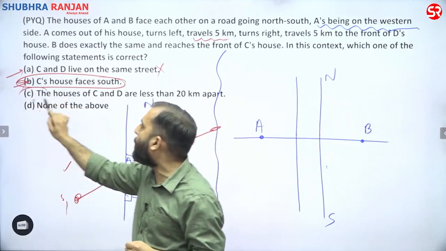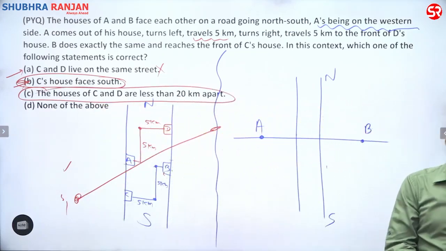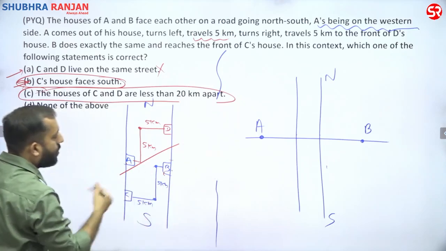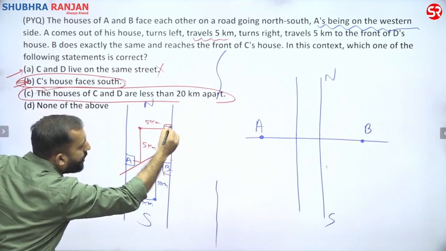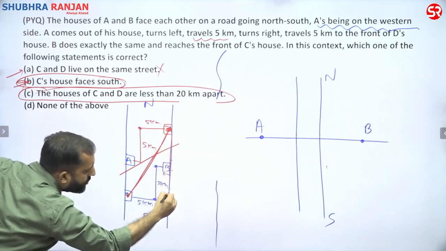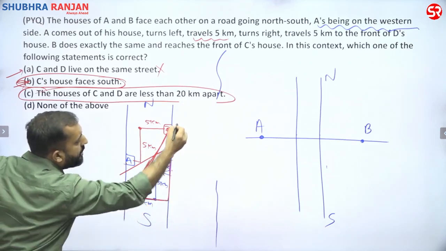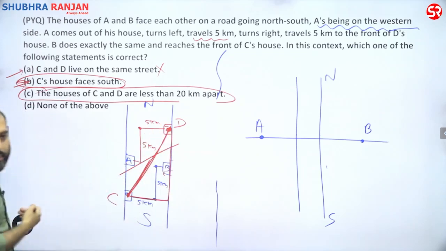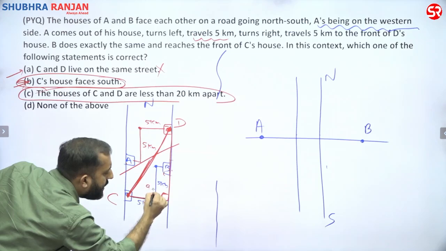Now, what about this option C? The distance between C and D is what we want to calculate. So this distance is what we want to calculate. For calculating this distance, we have to do a construction like this here. This was point D, this was point C. So I need to make a construction here. I have to create a right angle triangle here. So this is the right angle triangle. This is 90 degrees.